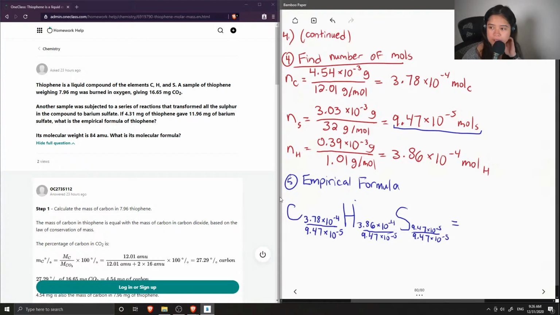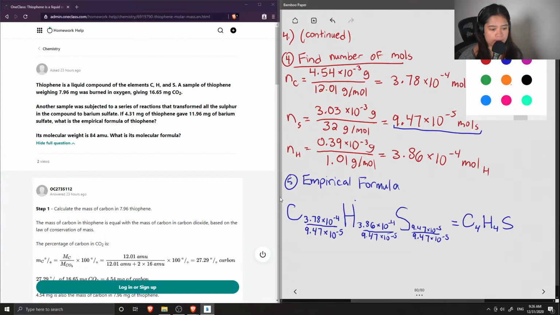And then when we do the division step, we want to round to the nearest whole number. So when we do this, we get C4H4S.